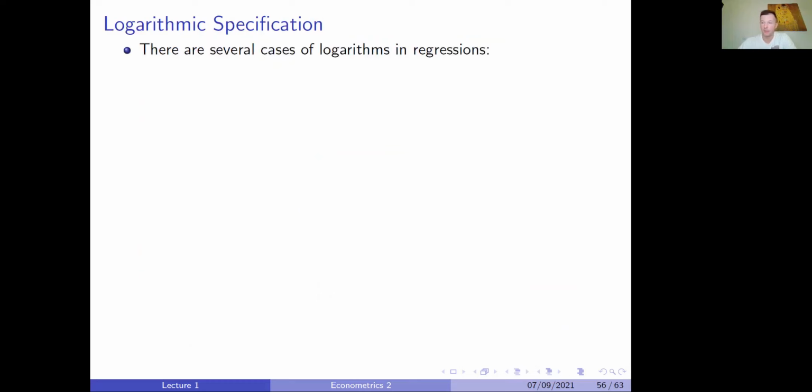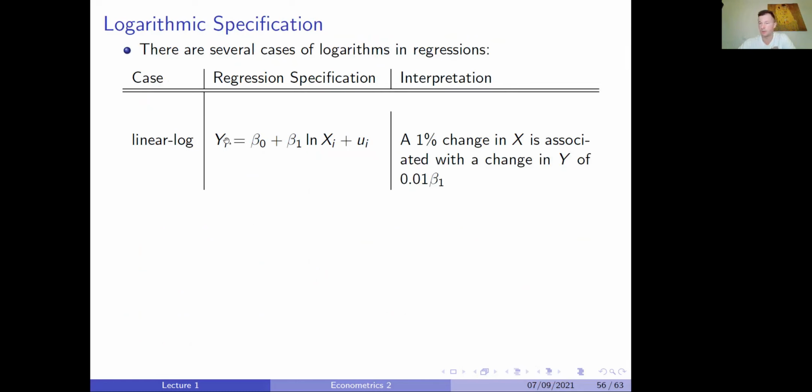So another form of nonlinear function is the logarithmic specification. And there are 3 possible cases of logarithms in regressions. One case is the so-called linear-log model. So y is in levels, x is in logarithms. We are taking the logarithm of x and we use this as a regressor. The interpretation of beta 1 in this case is the following: if x changes by 1%, y changes by beta 1 divided by 100.